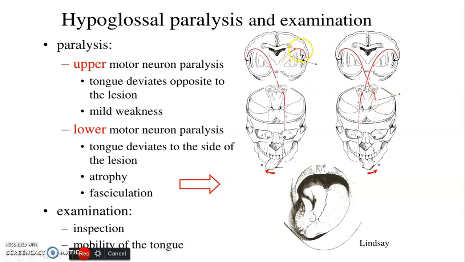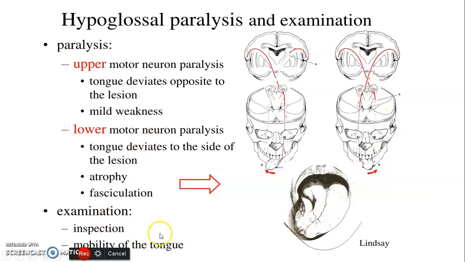Upper motor neuron, this is controlling the opposite side. So the tongue will deviate towards this side, the opposite side of lesion. But in lower motor, this is the side of lesion. So this is the place where the paralysis will occur. So deviation of the tongue will occur towards the side of lesion.